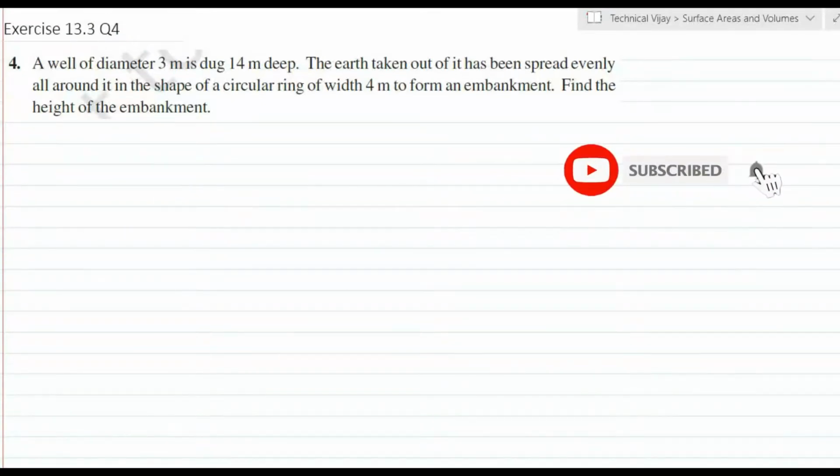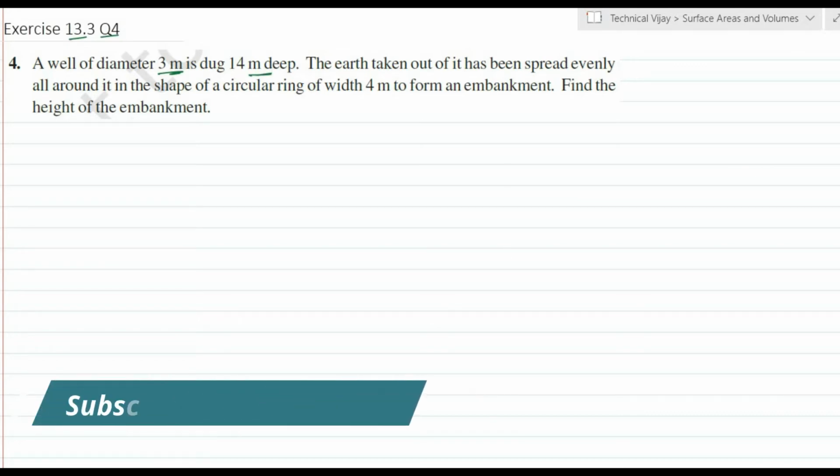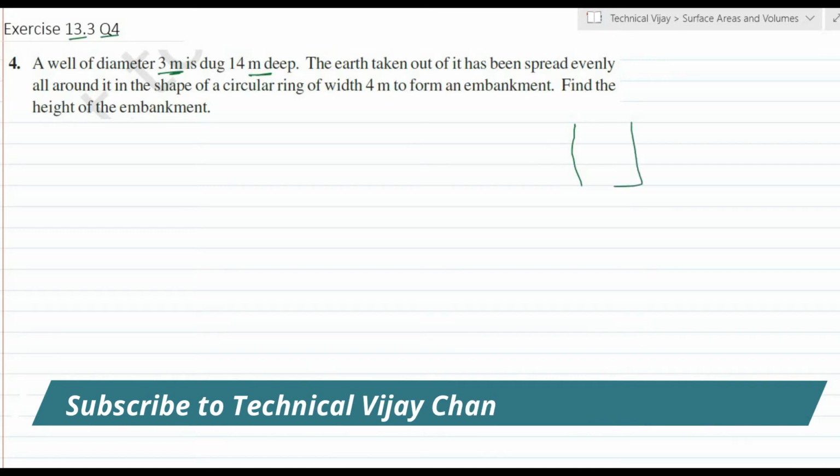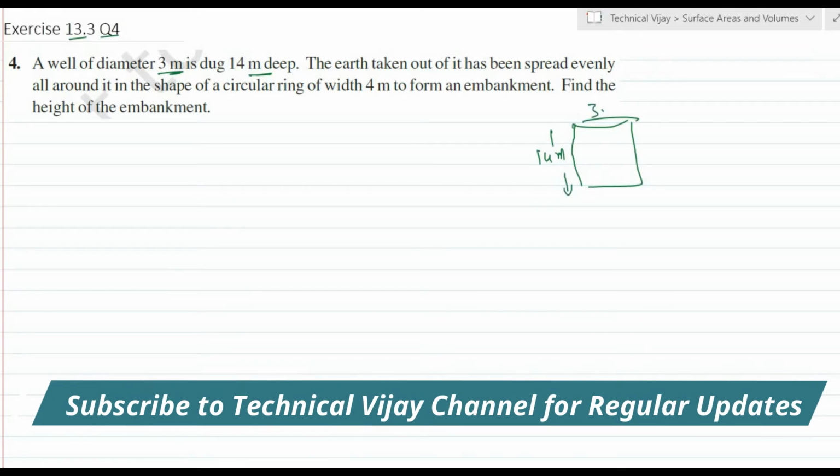Exercise 13.3, question number 4: a well of diameter 3 meter is dug 14 meter deep. Here this is a well of cylindrical shape, 14 meter deep and 3 meter in diameter. So the earth has been taken out of it.